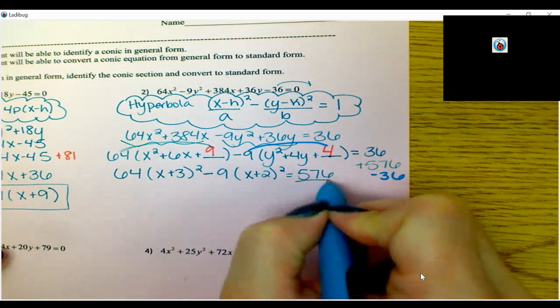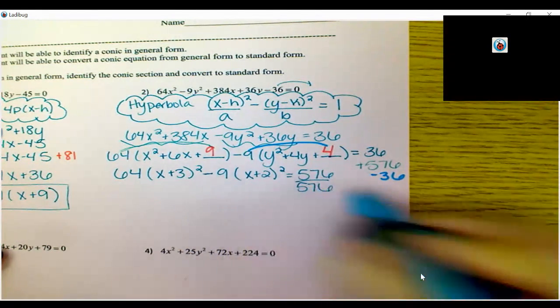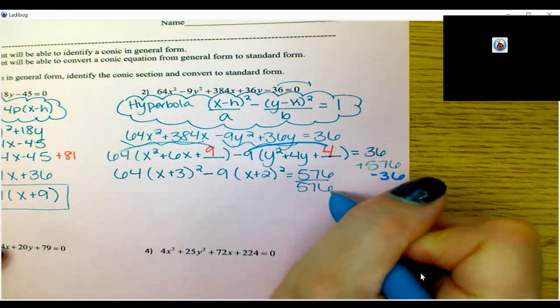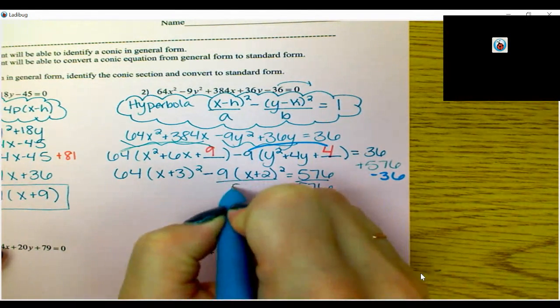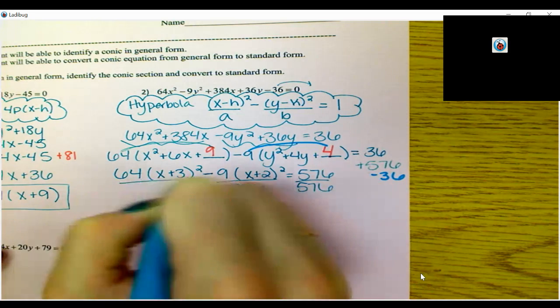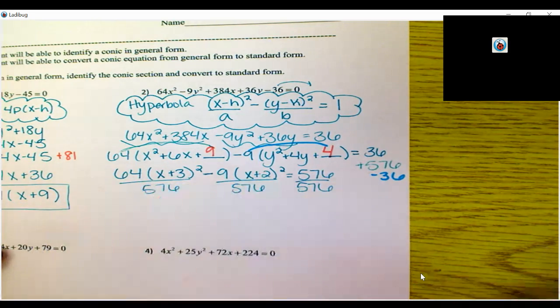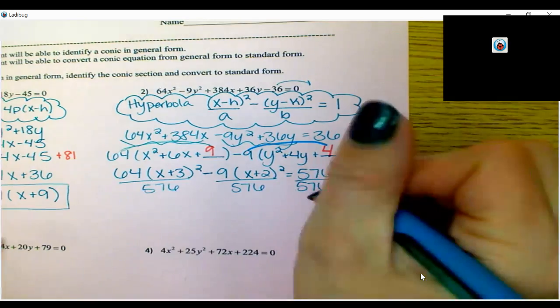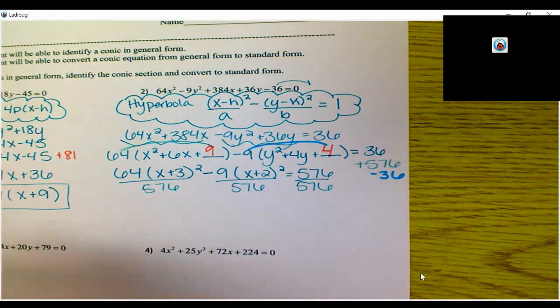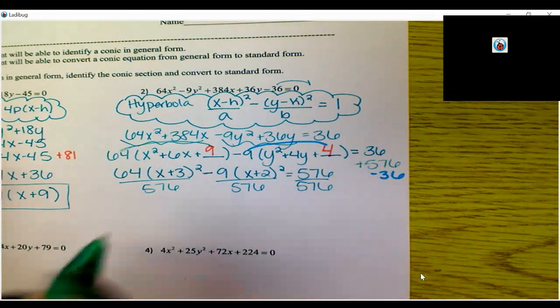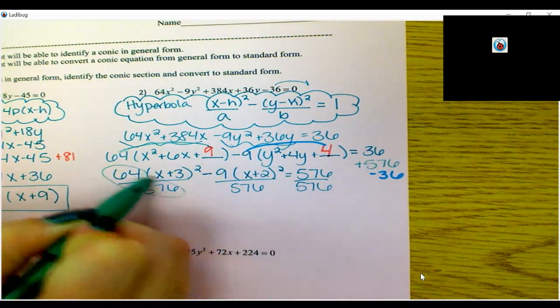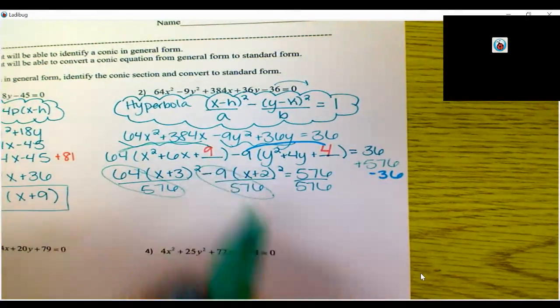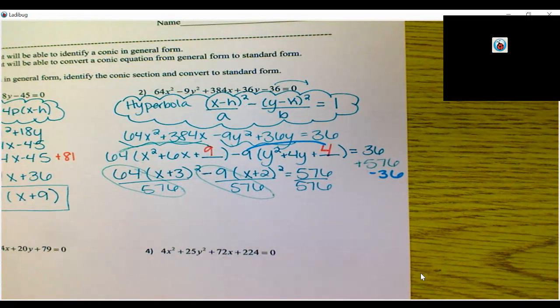So to turn that into a 1, I need to divide this by 576. But because I do that, I have to come over here and divide this by 576 and this term by 576. Because whatever I do to one side, I have to do to the other. So then I can just simplify from there. Make sure you're simplifying just the fractional part. So I'm simplifying this and I'm simplifying this.